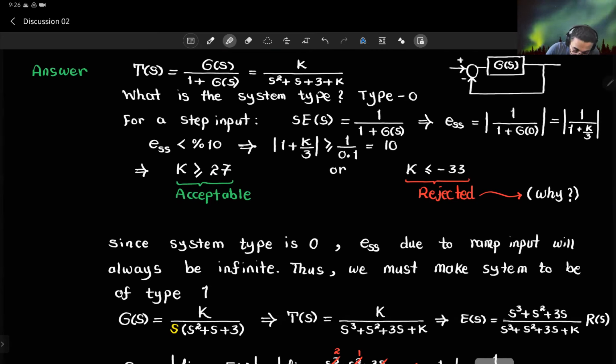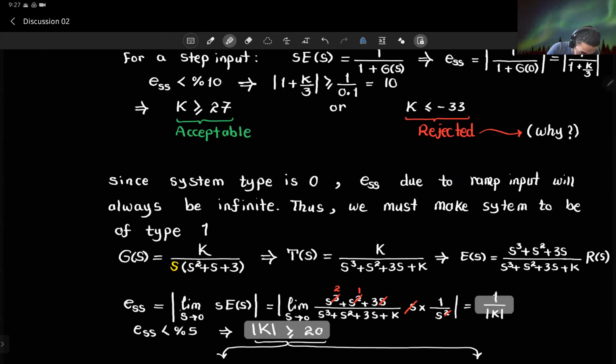Okay. Moving on. So E sub ss is going to be, again, this is the steady state error due to a ramp input, right? It's the same for all of them. The limit as s goes to 0 of s times E of s. Now the expression for E of s will be this expression that we used here, right?